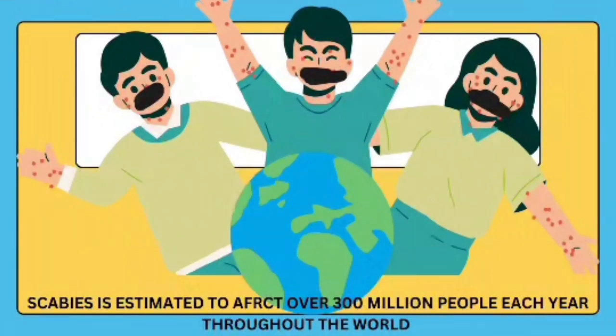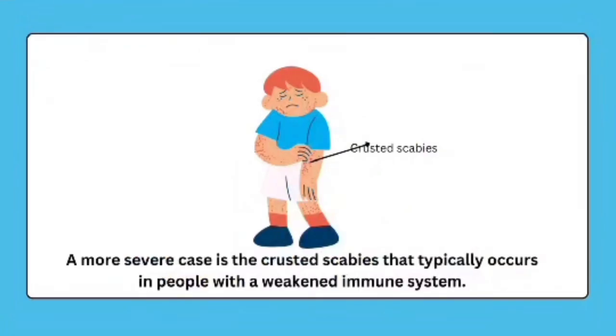Often between 10 to 15 mites are involved in an infection. Scabies has nothing to do with poor hygiene, and therefore anyone can be affected. A more severe case is crusted scabies, which typically occurs in people with a weakened immune system.